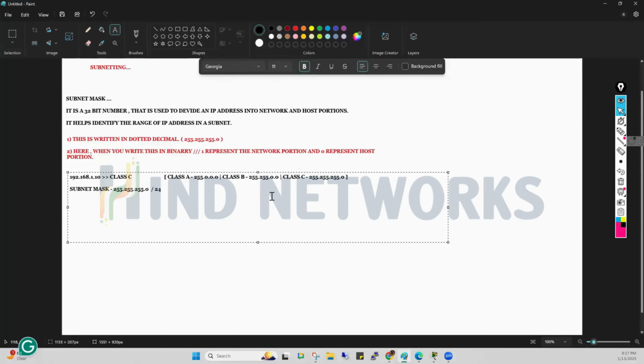Now, next one is, guys, when you write IP address and subnet mask in a binary, how can you write IP address in the binary? So when you convert 192, so value will be, guys, I think 11 and 6 times 0. Clear? Now, after that, guys, 168.